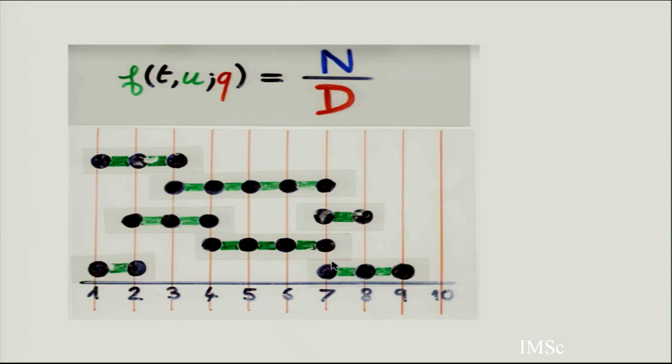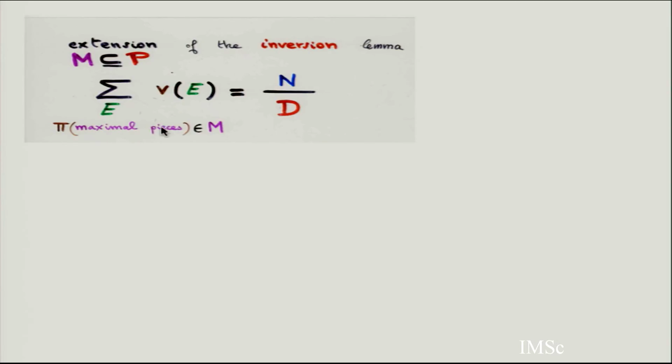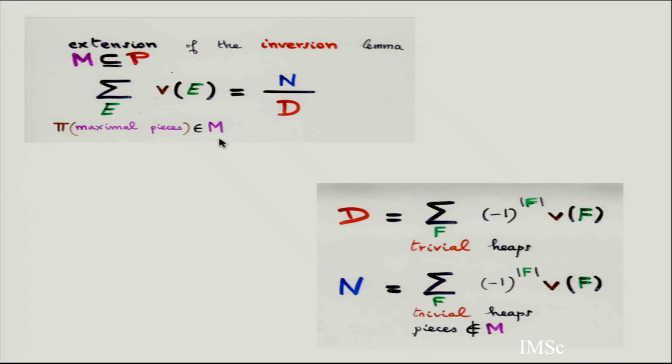So now I claim that I have semi-pyramids of segments. So okay, I am exactly in the condition to apply the extension of the inversion lemma. And because there is a constraint on the maximal pieces, I have to count the set capital M, which is all the segments 0 and J. All the maximal pieces are all segments touching the vertical axis. So the generating function of such semi-pyramids of segments is: numerator, the sum of trivial heaps avoiding the set capital M, so segments avoiding the point 0, so 0 is not in the segment, and denominator, all trivial heaps of segments.